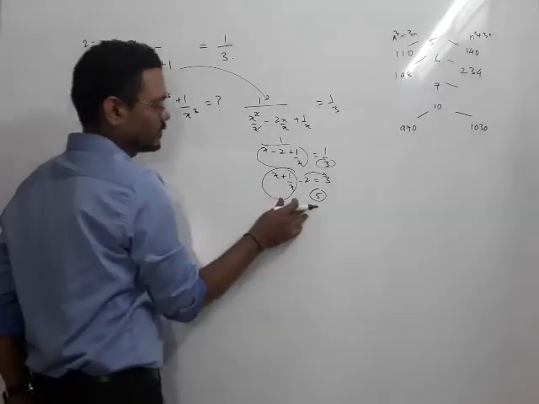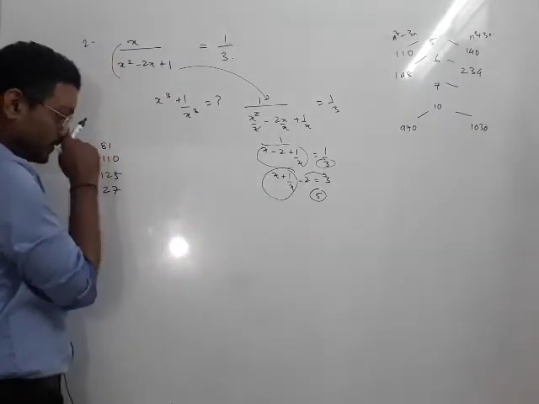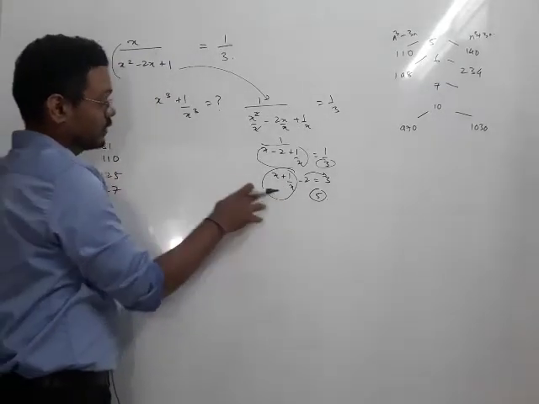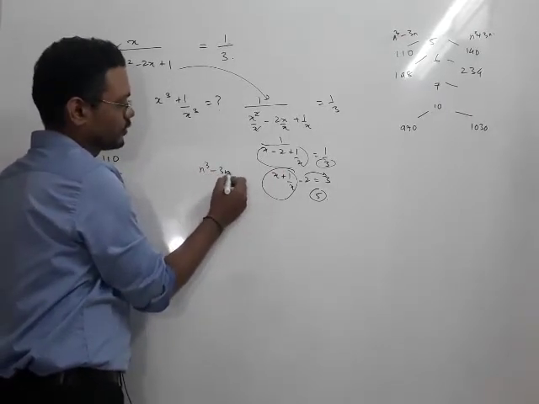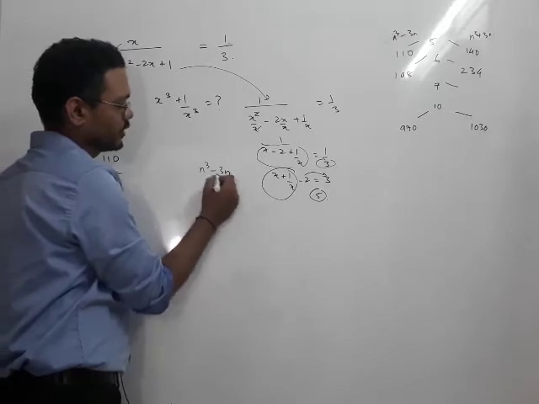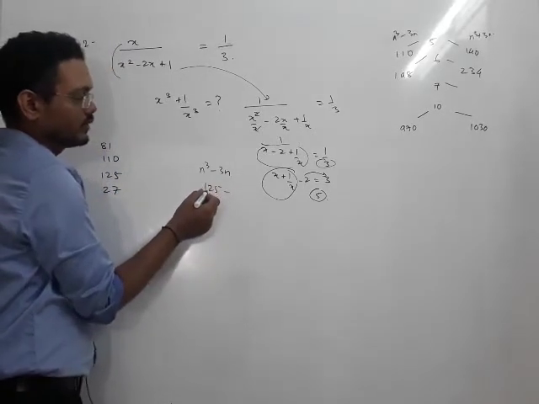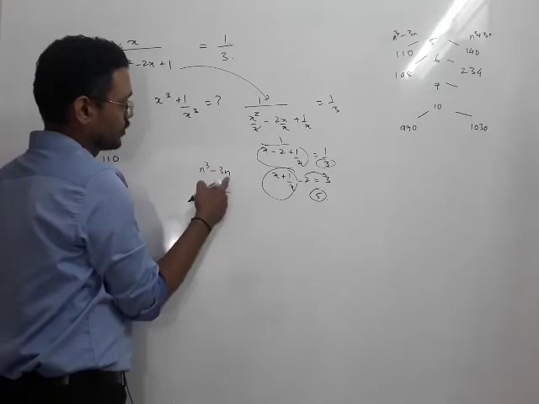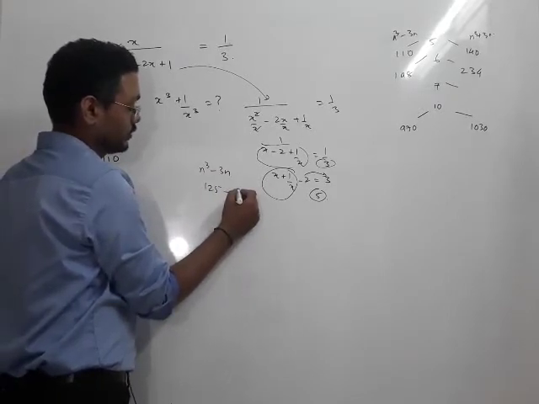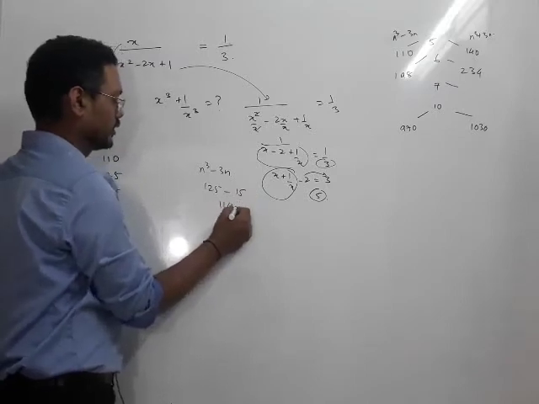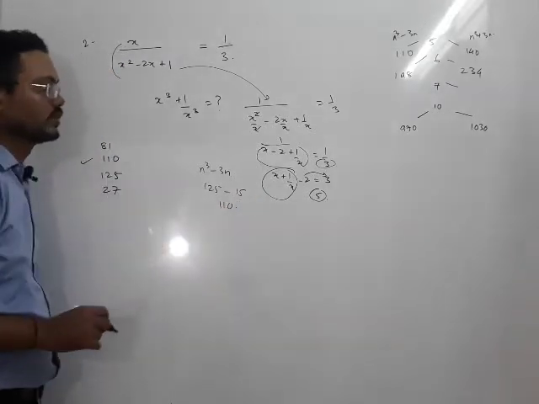When x plus 1 by x is 5, what is x cube plus 1 by x cube? Whenever it is plus, it becomes minus. So it will be n cube minus 3n. What will be n cube? 125 minus 3n. 3n will be 3 into 5, which is 15, so 110. So this becomes my answer.